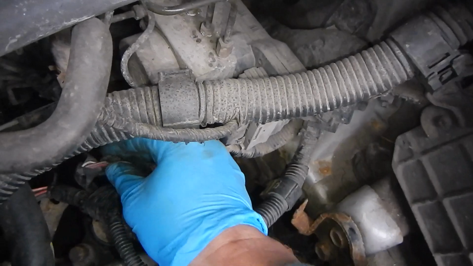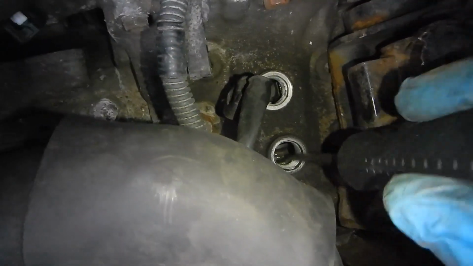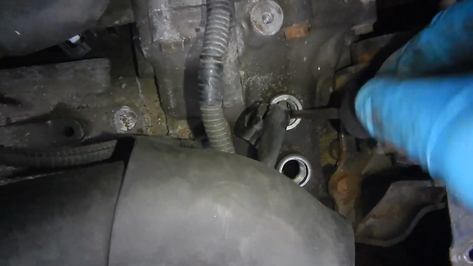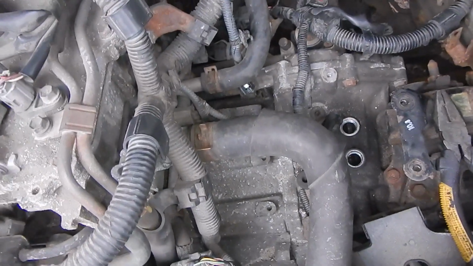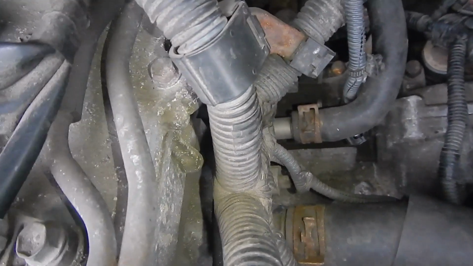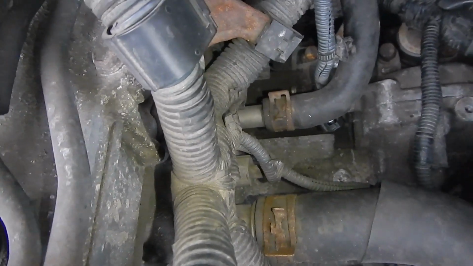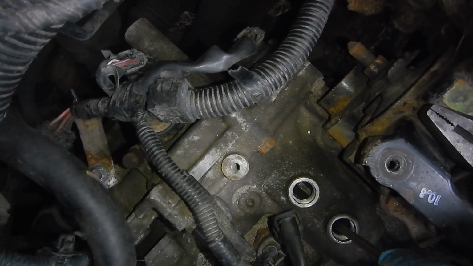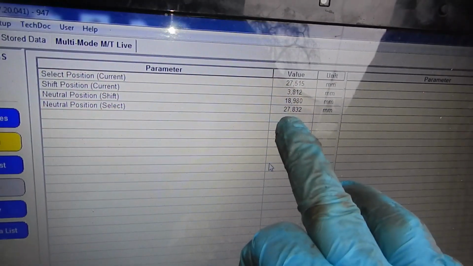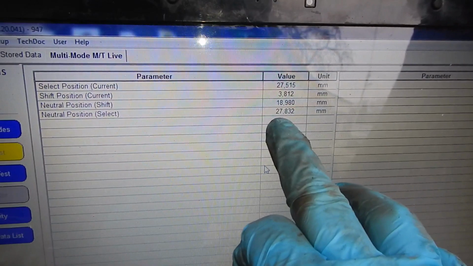Back the sensor connector. Yes, and moving once again. This is moving to the middle and engage the gear. Third or fourth, it doesn't matter. Yes, it's engaged and I'm checking the parameters. Look, you see? Now I have the same. Half of a millimeter, it's not a problem.